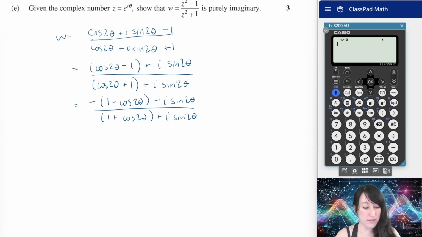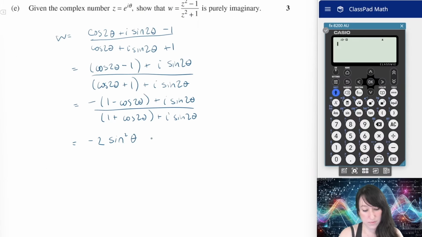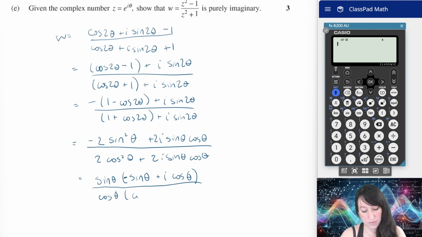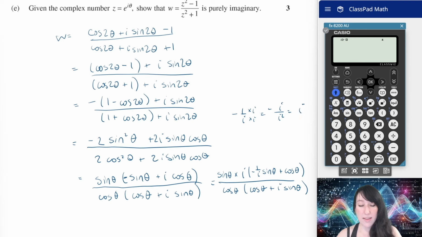I factorized the negative out of the top left so that it would match the top one here, and the double angles for cosine. Now let's factorize. Note that the 2's cancel. Now, in the numerator, if I factorize out an i, this is what I'll get, and negative 1 over i is equal to i. And that's because if I simplified it by timesing the top and bottom by i, I'll get negative i over i squared, and since i squared is negative 1, that just equals i.